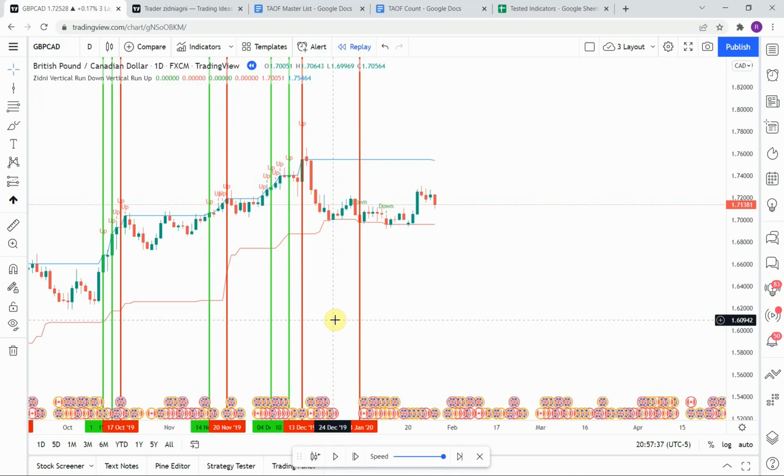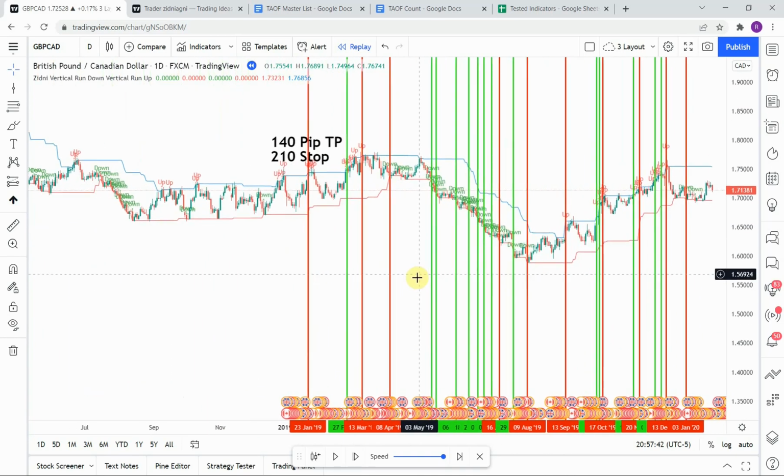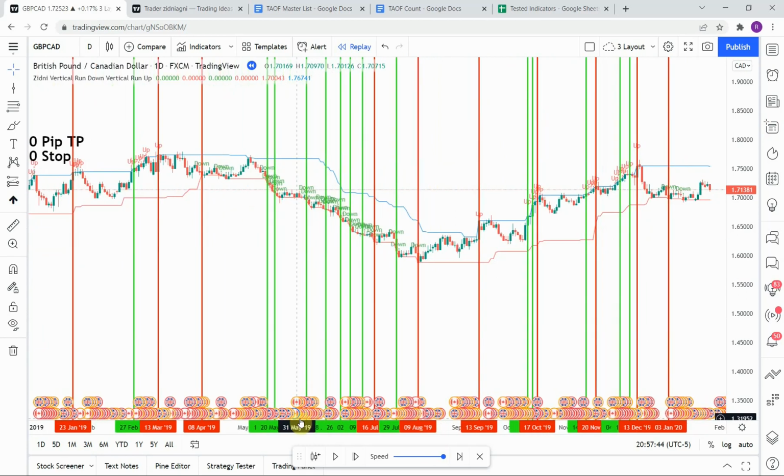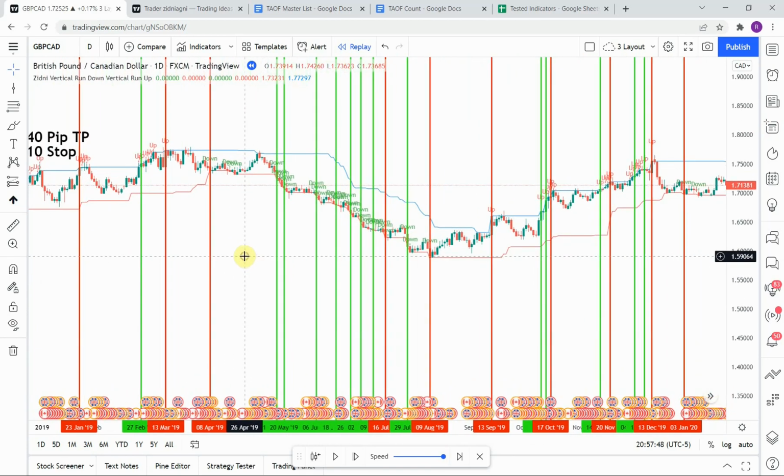All right, so let's go ahead and take a look at our indicator here. Get everything in focus like usual. All right, let's go ahead and count these out, see what we get out of it.